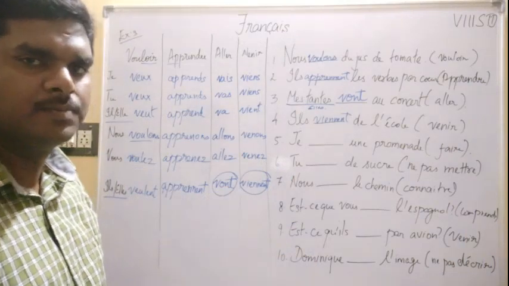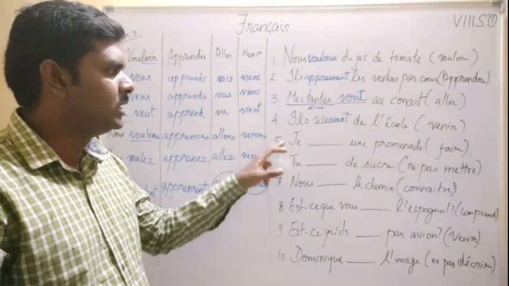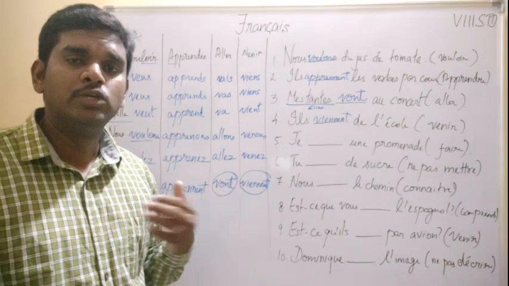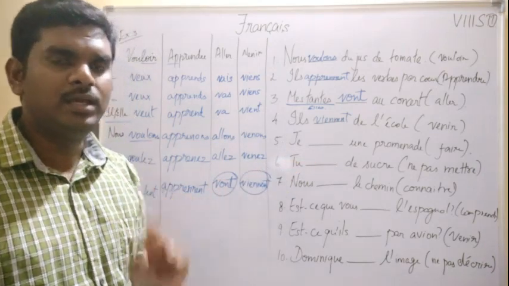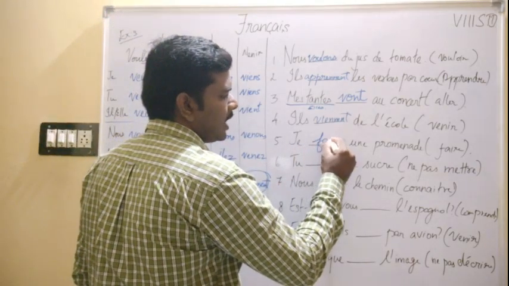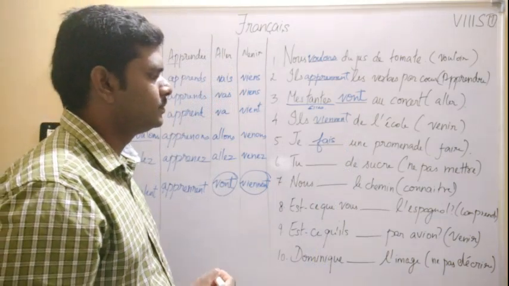Okay, fine. Now faire verb. Fifth one is faire verb. Je dash une promenade. Do you remember faire verb? Je fais, tu fais, il fait, elle fait. Exactly. So F-A-I-S. Je fais.